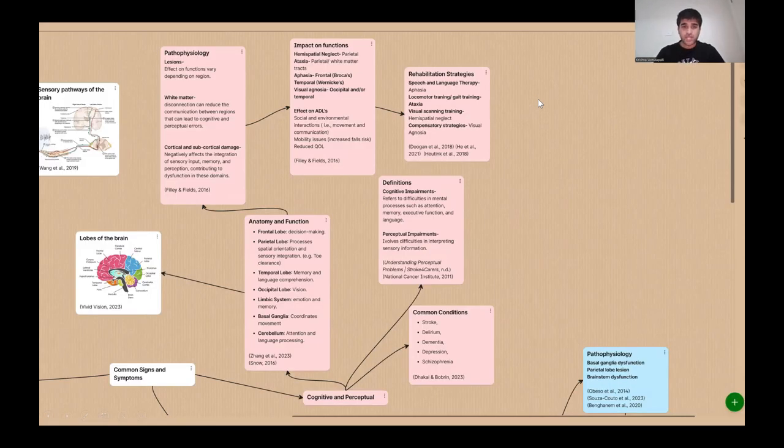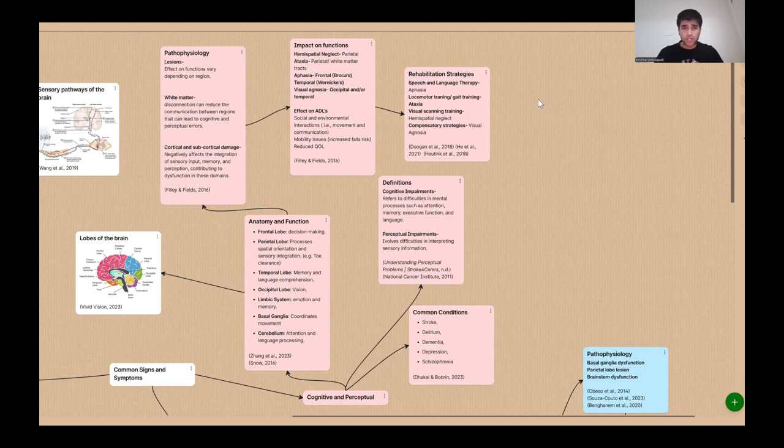Cognitive impairments affect functions like memory, attention, language, and executive control, while perceptual impairments impact how sensory information is interpreted, meaning someone may see normally, but they may not make sense of what they see. Key brain areas include the frontal lobe for decision-making, parietal for spatial awareness, temporal for language and memory, occipital for vision, and subcortical structures like the limbic system and basal ganglia.